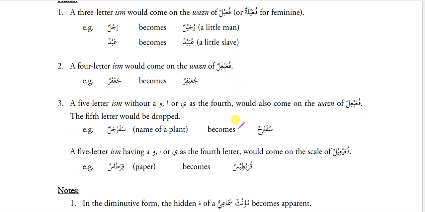Rules: a 3-letter ism would come on the wazan of fu'ailun, or if it is muannas, then fu'ailatun. For example, rajulun becomes rujailun. So rajulun means man, but when we convert rajulun to rujailun, it means little man. Abdun means slave, but when we say ubaidun, it means little slave. So ism tasgir is generally used when we want to show disrespect, or we want to express the disqualification of anything.